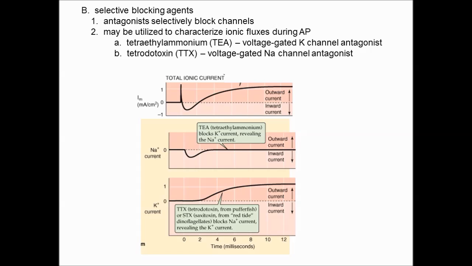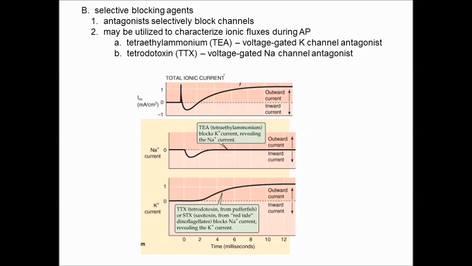Tetraethylammonium, or TEA, is a drug, actually not a drug, a chemical that blocks voltage gated potassium channels. So it's an antagonist for voltage gated potassium channels. And tetrodotoxin is an antagonist for the sodium channel that opens during action potentials. Tetrodotoxin is an extract from pufferfish, for those of you who are into sushi. So that's what the well-skilled, hopefully, sushi chef tries to make sure is not part of, well, maybe a little bit part of the sushi we eat, so you just get a little tingling of your tongue. But anyway, we extract it from pufferfish in order to get this toxin out.